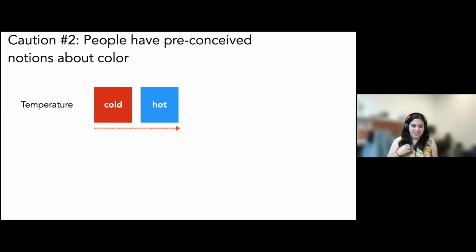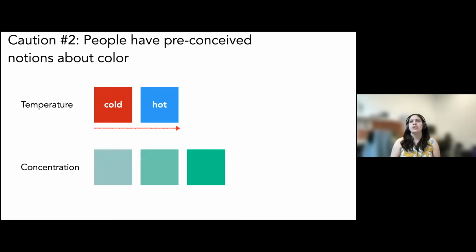And so we have to think about those things, right? There are a lot of these notions that we already have about colors, and if you're going to go in the opposite way of them, you really need to be careful about that. Similarly, if I'm showing you something about concentration, or whatever the quantity of some measure is, if I show you these 3 squares, which one would you say is high and which one would you say is low?